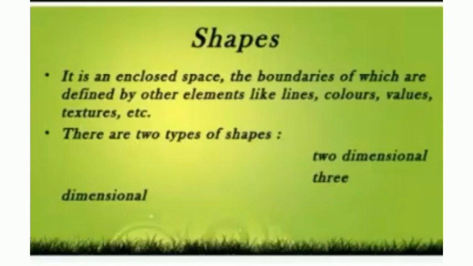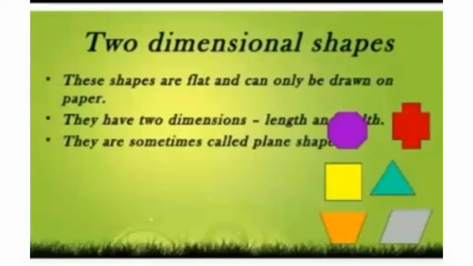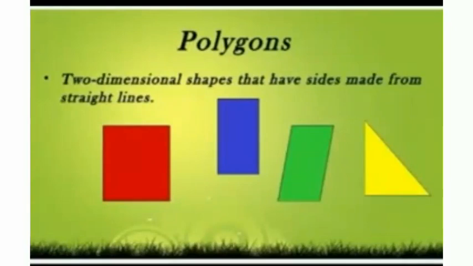A shape is an enclosed space, the boundaries of which are defined by other elements: lines, colors, values, textures, etc. There are two types of shapes, two-dimensional shapes or three-dimensional shapes. Two-dimensional shapes are flat and can only be drawn on paper. They have two dimensions, meaning length and breadth. They are sometimes called plane shapes. Next, polygons, two-dimensional shapes that have sides made from straight lines.